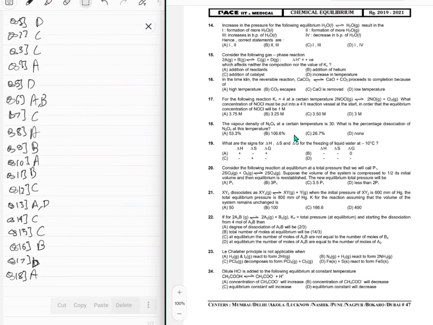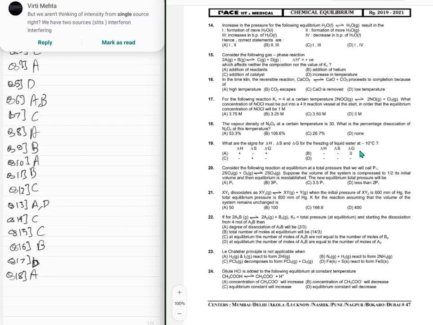Okay, next question. Question number 19. What are the signs for delta H, delta S, delta G for the freezing of liquid water at -10? So freezing is always exothermic because we need to take out heat. So delta H is positive, and these options are just neglected directly. Delta S is negative because water has more entropy, I think. And delta G is positive because at -10 degrees Celsius.